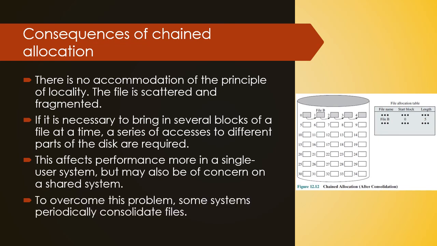To overcome this problem, some systems periodically consolidate files. In this new picture, you can see that we have consolidated the fragmented and scattered file B, and now all the chain is lying in one place.